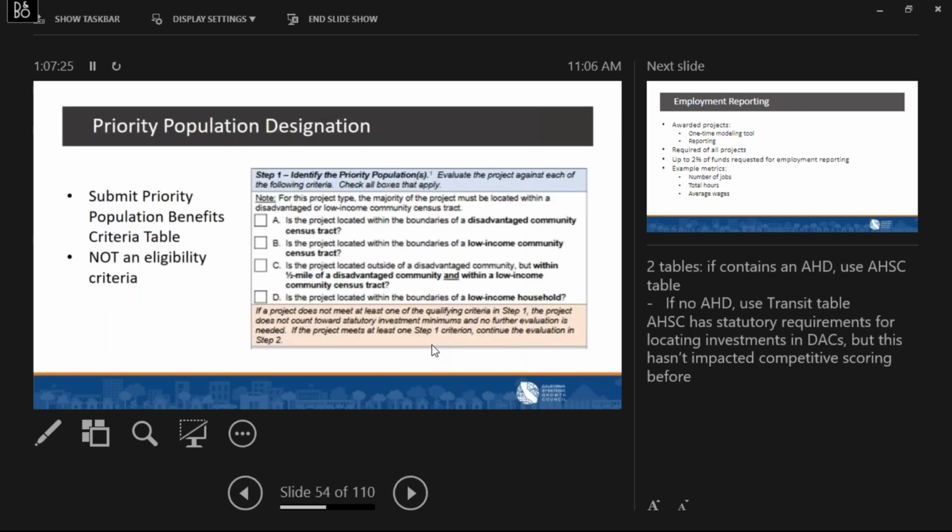So just going to cover a couple of key topics here. As Coral mentioned, being part of a disadvantaged community or a low-income household is not an eligibility criteria, but we do ask that you all identify whether or not your project is within one of these areas. And there's a link to this criteria table within the AHSC application. It looks a bit confusing, but essentially what we're asking is for you to reference the priority populations map provided by California EPA, and you can see whether or not your project address is within a low-income community, within a disadvantaged community, or within a low-income community that's within 1.5 miles of a disadvantaged community.